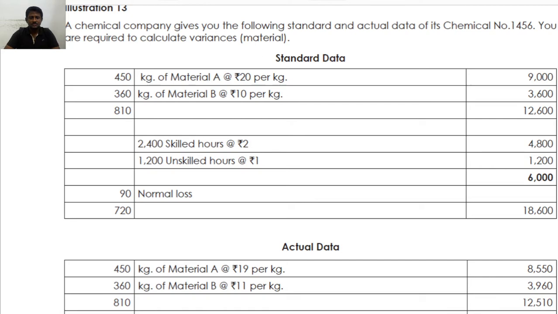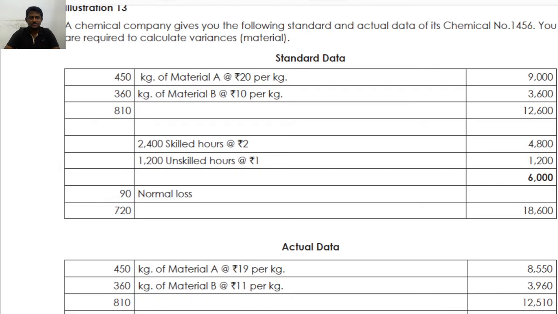450 kgs of material A, rupees 20 per kg, into 9,000 rupees. They are using material A and material B for producing chemical number 1456, in some proportion: 450 into 20, 360 into 10. Okay, this is the raw material. Raw material total how much? 450 plus 360, 810 is the raw material.